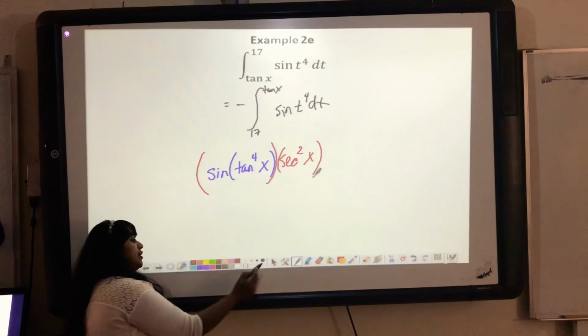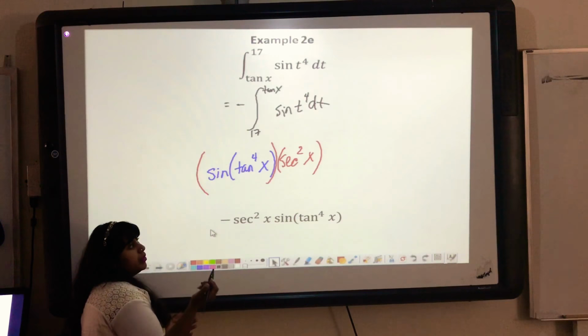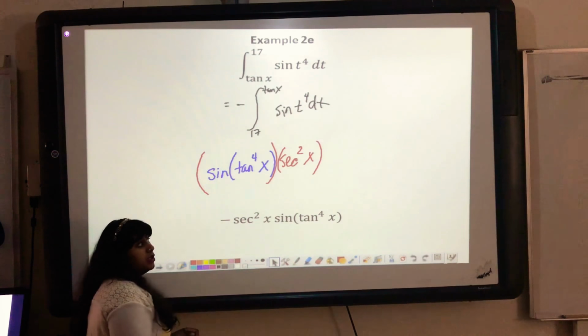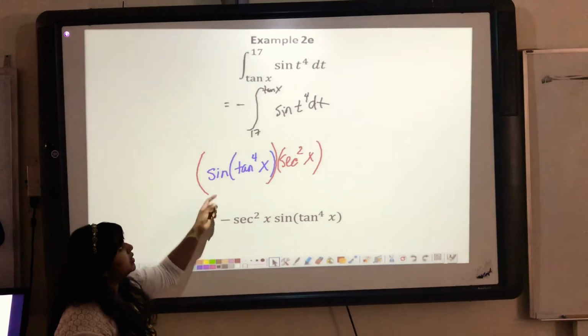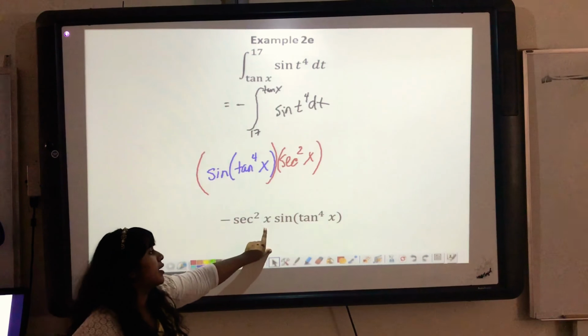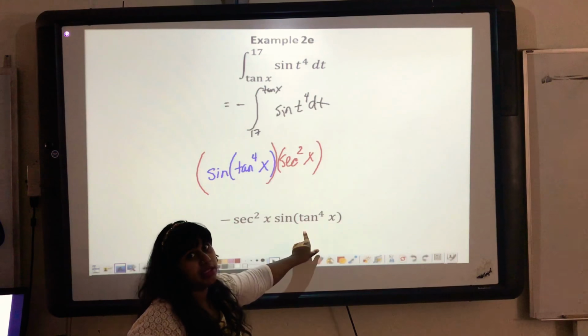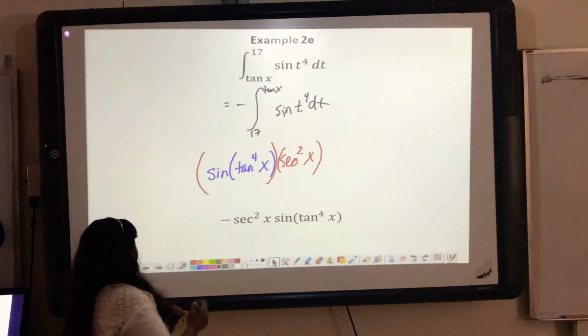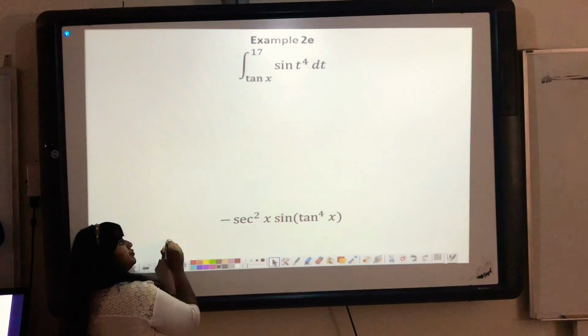And let's check if that answer is correct. I forgot this negative. This negative is here, and I did not bring it down. So the answer would have been negative secant squared x sine of tan to the fourth x. Whew, that one's a mouthful.